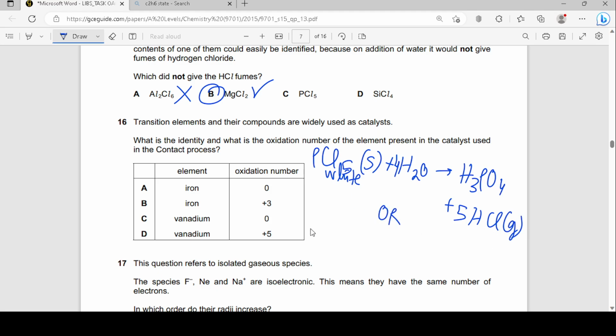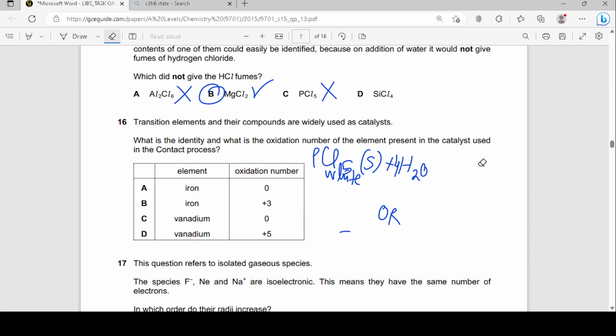Another plausible reaction could be PCl5 plus H2O, which is quite similar to the reaction you see in organic chemistry often, which is POCl3 plus 2HCl. This is also a viable reaction, I suppose. So you could get this as well, okay? But the point is that you do get HCl gas. So if you do get HCl gas, then obviously C is not right.